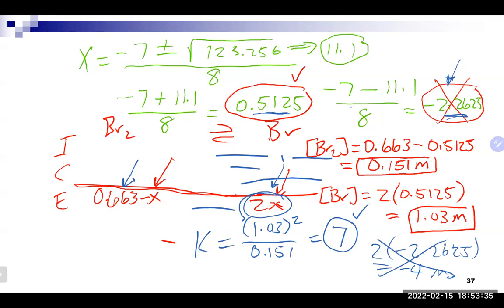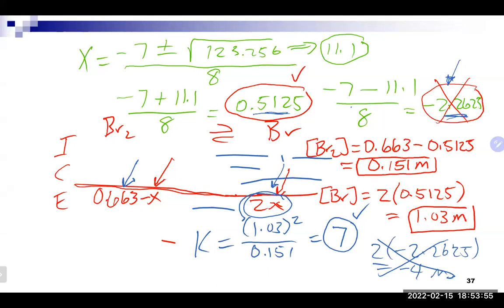So you will always run into that situation when you use the quadratic. You always get two values. One of them will not make sense when you put it back into the equilibrium line. How it won't make sense is that it will lead you to a negative number, and you can't have a negative number. It's a good thing to remember for a lot of calculations.